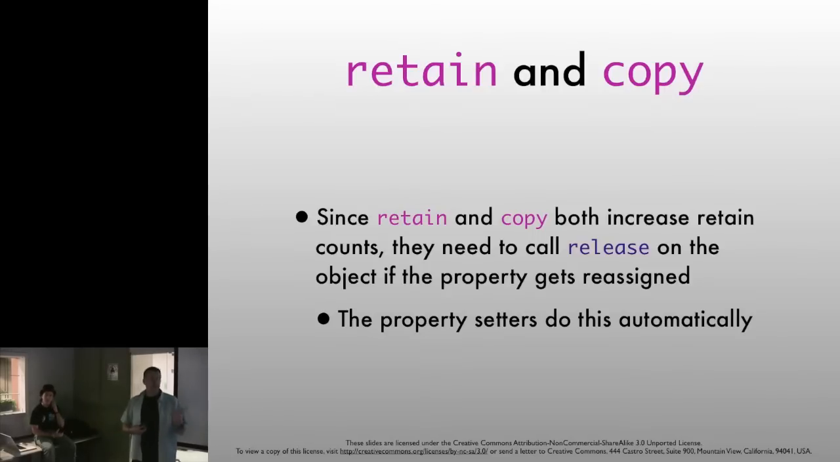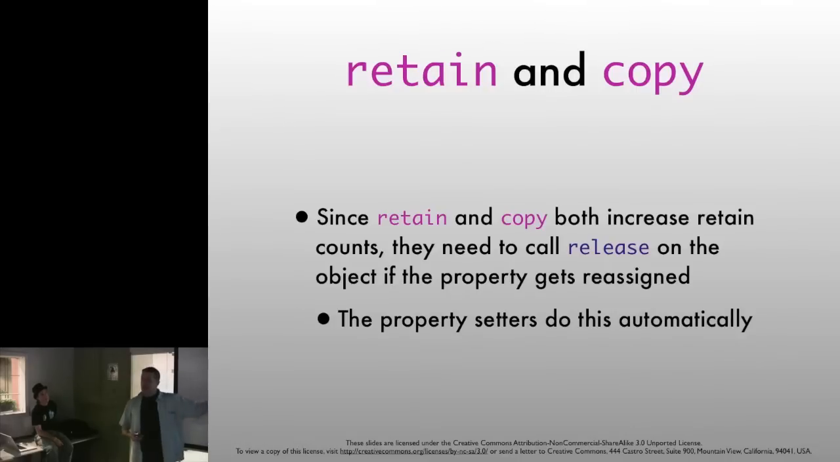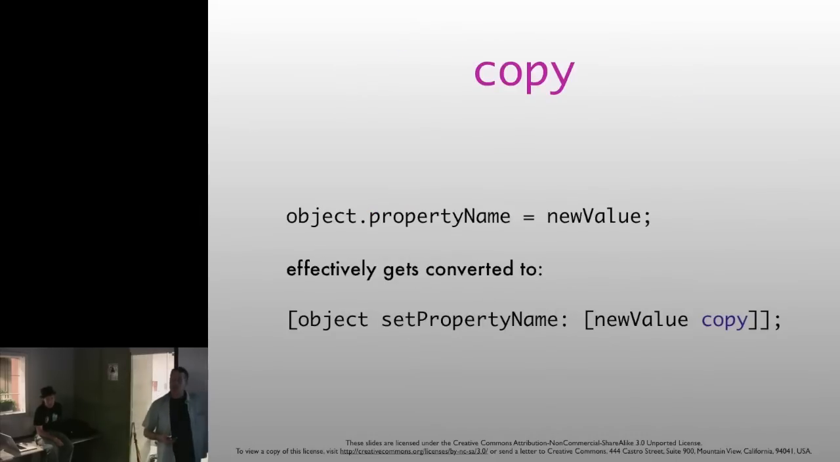So retain and copy, as you can see, remember, we know retain, right? But copy, what is one of the side effects of copy? Not only allocating and creating a new object and copying over the values of an object, but also increases the reference count. So the copy and retain properties increase the retain count.